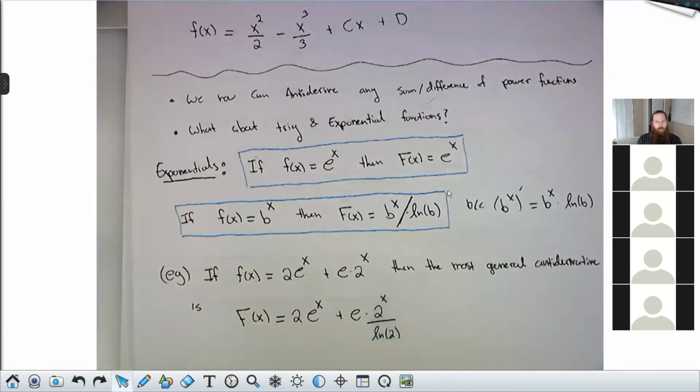This is the more general rule. You may notice the word general in mathematics means something different than it does in common parlance. General means works everywhere, right? The most general rule is this one. If you plug in e for b, then you get e to the x over the natural log of e. Well, the natural log of e is 1. So if you remember this formula, you don't need to remember this one separately. But most people do, because you use this one way more than you use this one. But both are important.